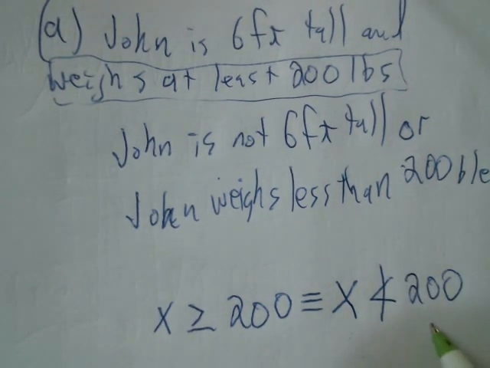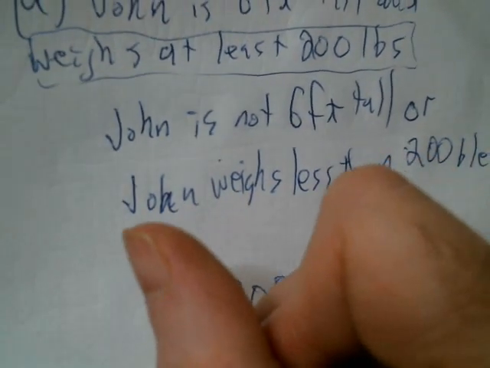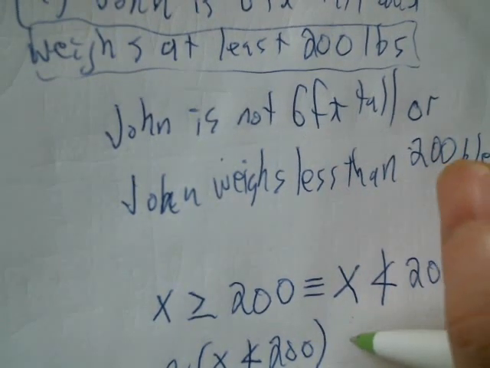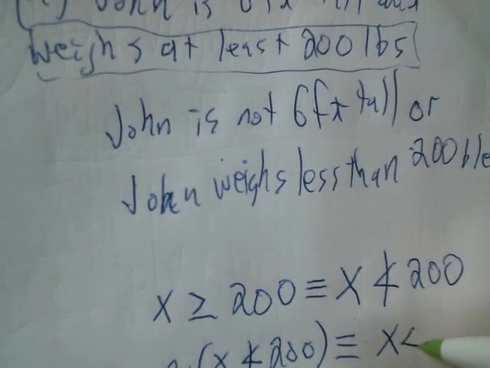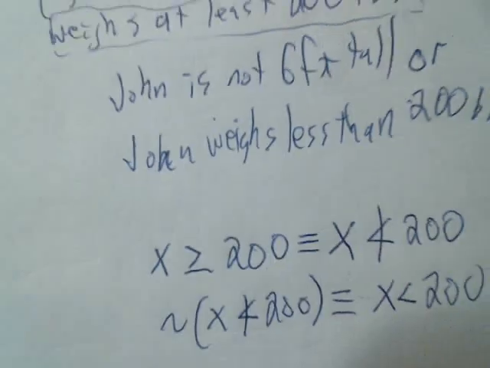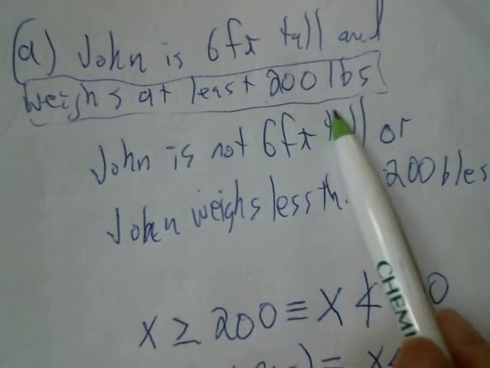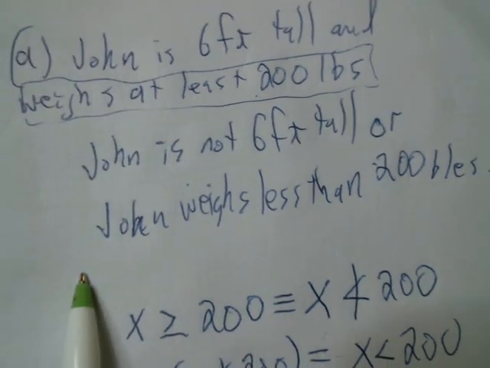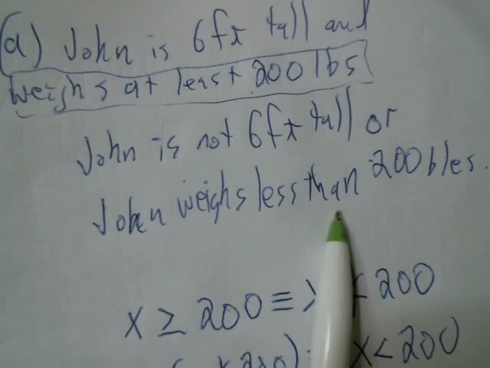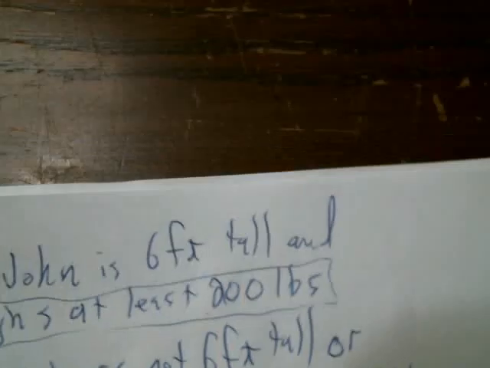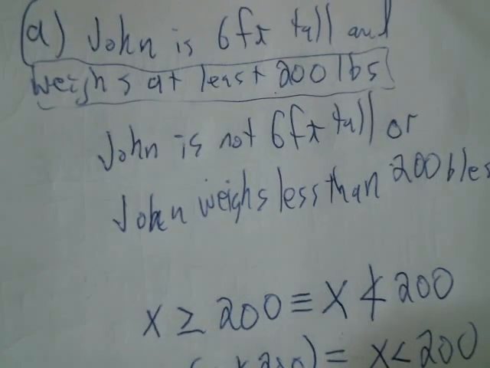And then to negate x not less than 200 is the same as saying x is less than 200. Okay. So saying that John weighs at least 200 pounds, negating that statement is the same as saying that John is actually weighing less than 200 pounds. It's probably easier just to think of it without all the symbols and stuff, and just think of it as you would in English. Anyways, let's look at another one.